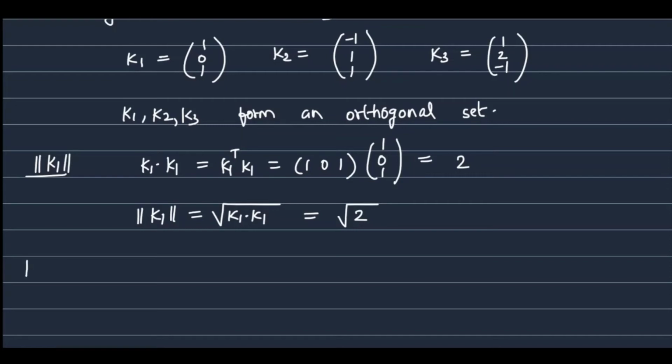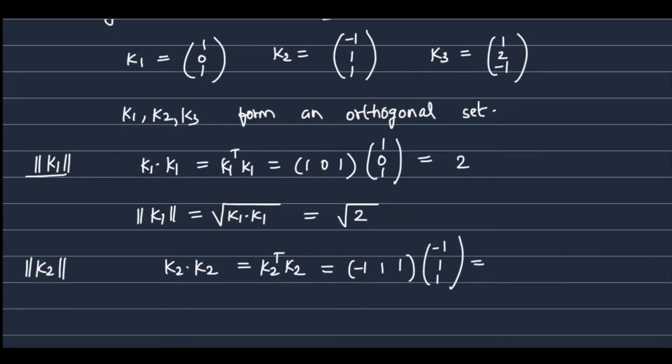Now we will find norm k2. For this we will do k2 dot k2, so it is k2 transpose k2, which is minus 1, 1, 1 times minus 1, 1, 1. So we will get this as 3. This implies norm k2 is equal to the square root of k2 dot k2, so it is the square root of 3.